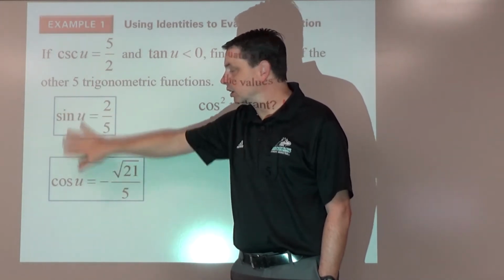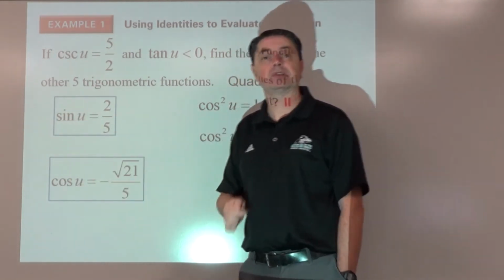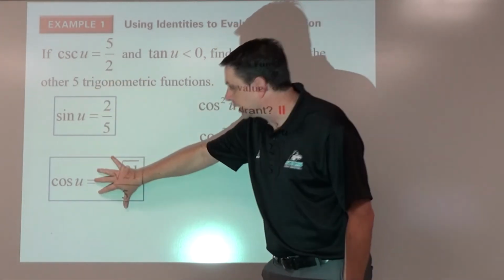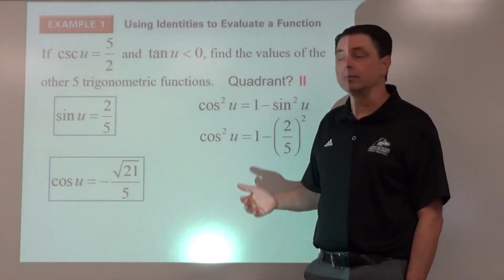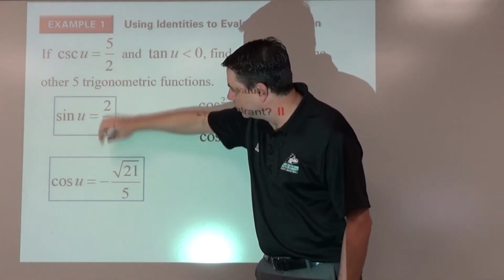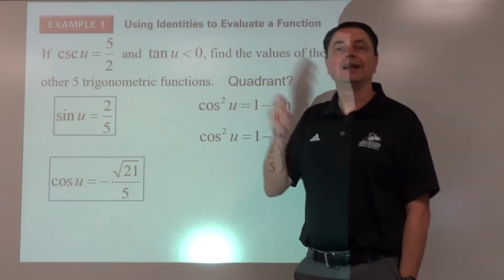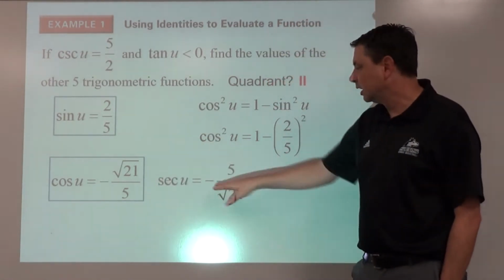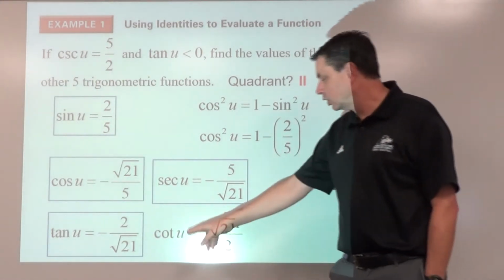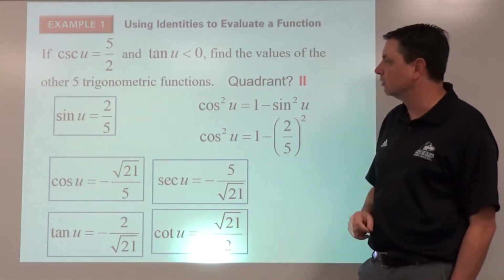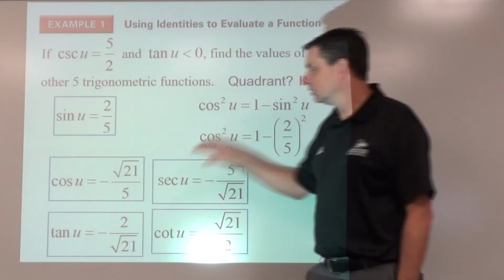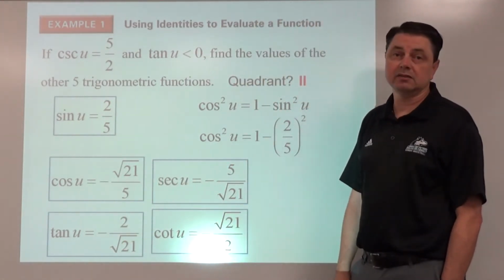Now that we have sine and cosine, we could use a quotient identity and say that the tangent of u is sine divided by cosine. And if we do that, although they're complex fractions, the over 5 and over 5 are just going to cancel. So we're really going to get 2 over negative root 21, or negative 2 over root 21. We also have the reciprocal there. The tangent one that I was just talking about, its reciprocal, cotangent of u, is negative root 21 over 2. So we did a reciprocal, we did Pythagorean, we did quotient. We used quite a few identities.